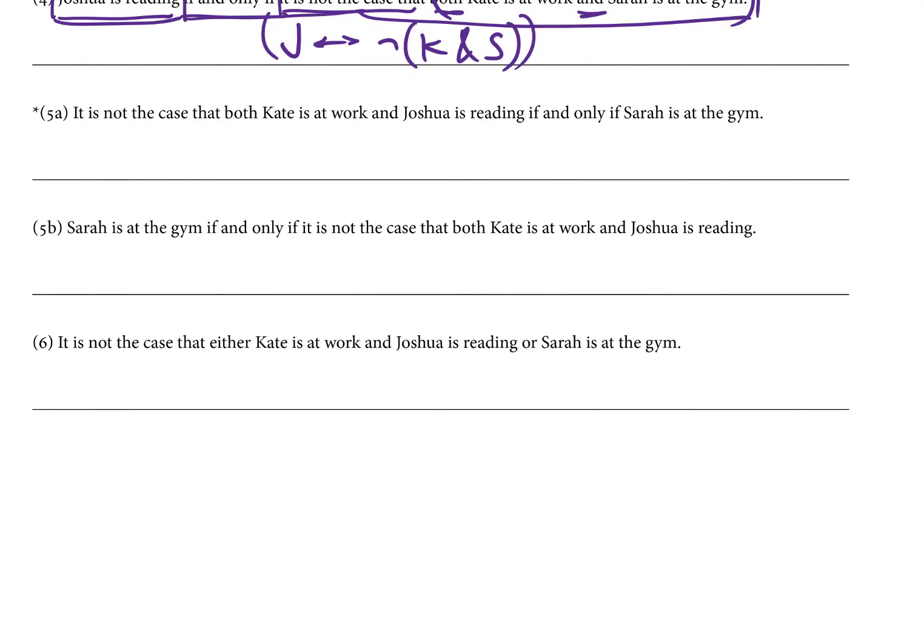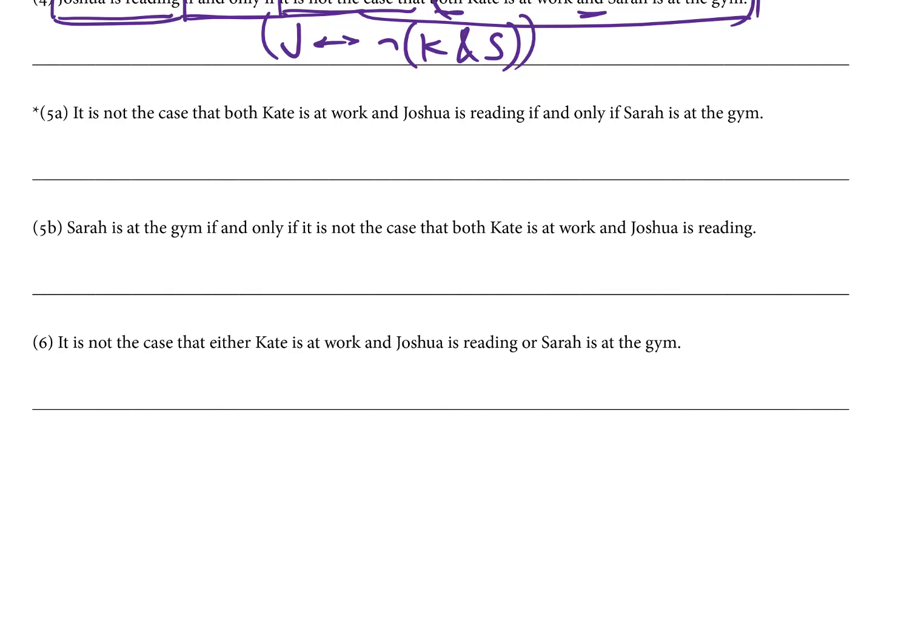Okay, 5A. It is not the case that both Kate is at work and Joshua is reading if and only if Sarah is at the gym. All right, so this sentence is actually ambiguous, meaning there are 2 ways to translate the English sentence into truth functional logic. And that's actually not what we want, but I wrote the sentence, I realized it was ambiguous, but I thought I would just leave it in for teaching purposes.